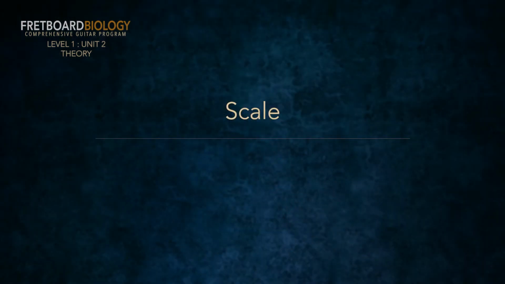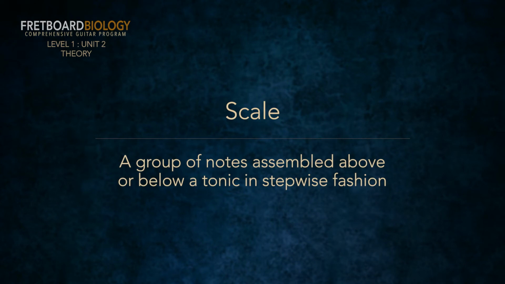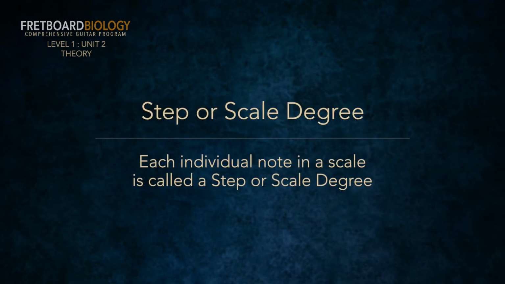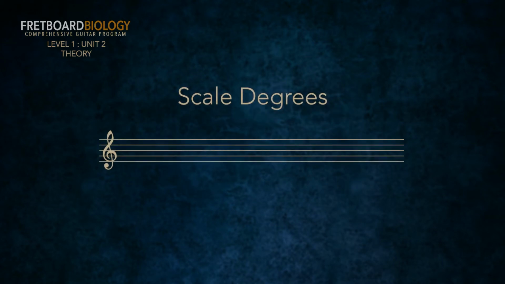Our next term is scale. A scale is a group of notes assembled above or below a tonic in stepwise fashion. Scales are named by the note where they start. That's the tonic. And for now, we'll look at them as ascending in stepwise fashion from the tonic. Each note in a scale is called a step or scale degree. Those two terms are synonymous. Scale degrees are given a number based on the relationship to the tonic.